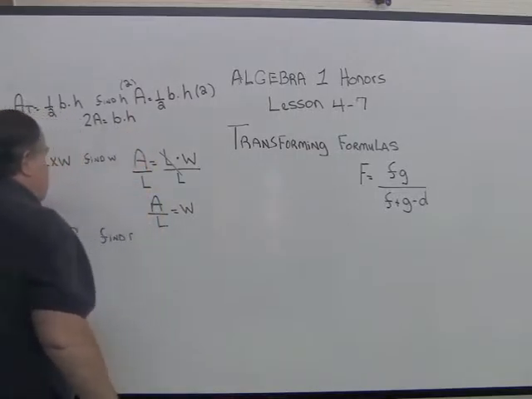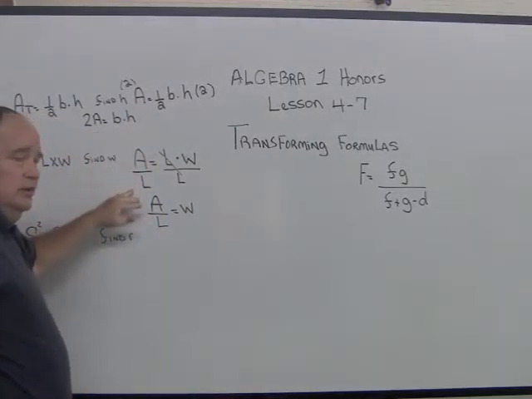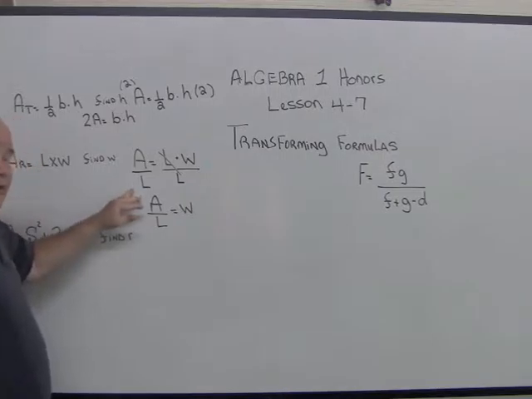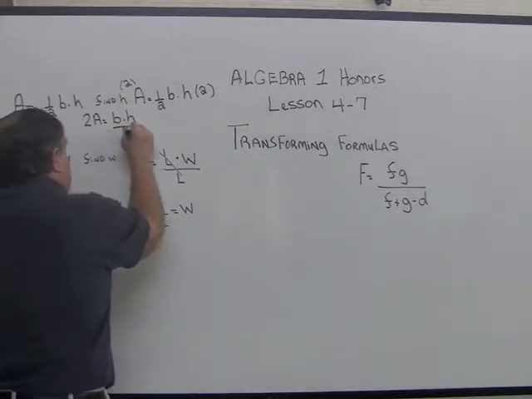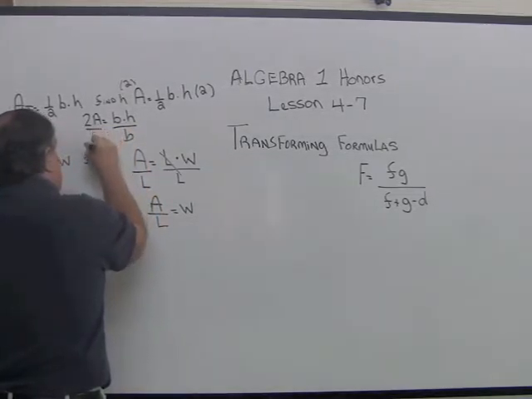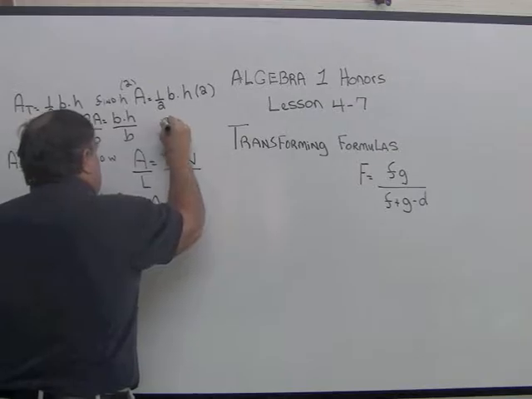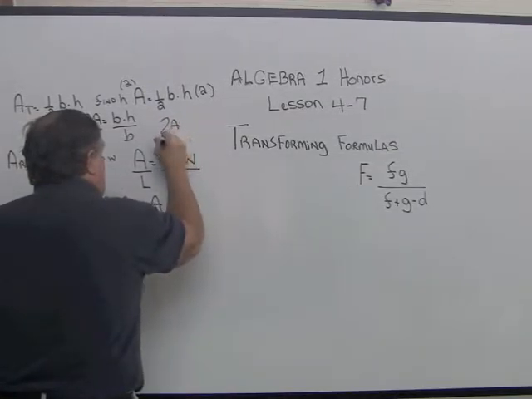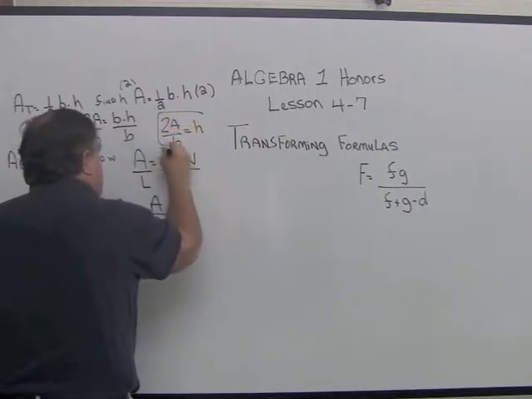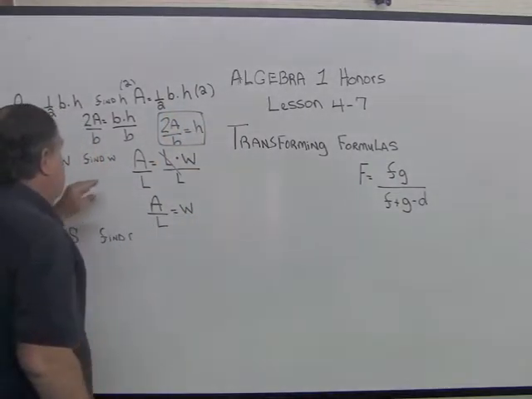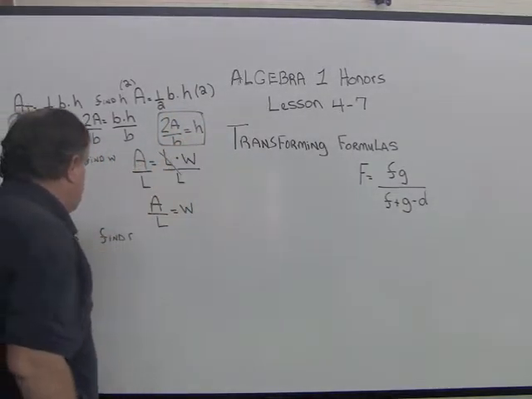Now if you can kind of look down here, this is sort of the same situation where we had area equals length times width. To get the H by itself, all we have to do is divide both sides by B. So we're going to divide both sides by B, and we're going to find out that 2A over B equals H. Okay, we have now solved in terms of H.